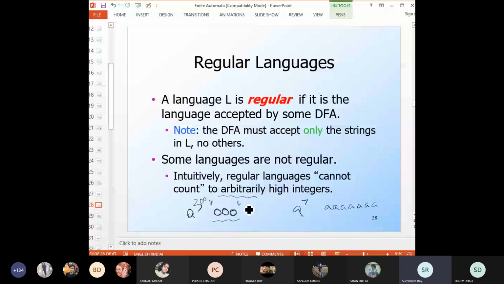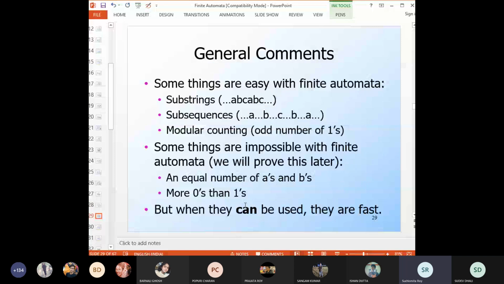This I think we have seen before, but then we can see it again. So some things are easy with finite automata. For example, identifying certain substrings. Now this identification may be to accept, or it might be to reject. For example, in the previous case, we identified the substring 11 in order to reject it. Then subsequences. What does subsequence mean? That means in between there could be other characters. So it is not consecutive characters, but these characters appear in some sequence, maybe interspersed with other characters.